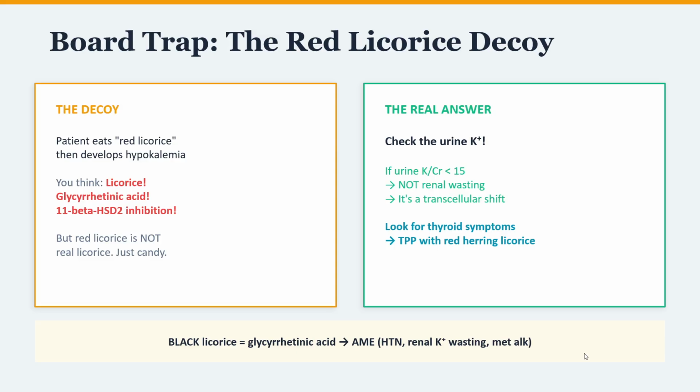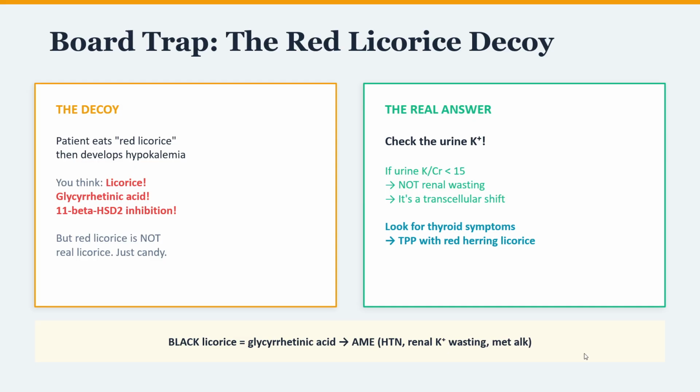All right, this is a board trap that shows up in various forms, and I want to make sure you don't fall for it. Here's the setup: a patient eats red licorice, then develops hypokalemia. Your first instinct might be licorice. That's glycyrrhetinic acid that inhibits 11 beta hydroxysteroid dehydrogenase type 2. That's apparent mineralocorticoid excess. But here's the thing: red licorice is not actual licorice, it's just candy flavoring. It contains zero glycyrrhetinic acid.